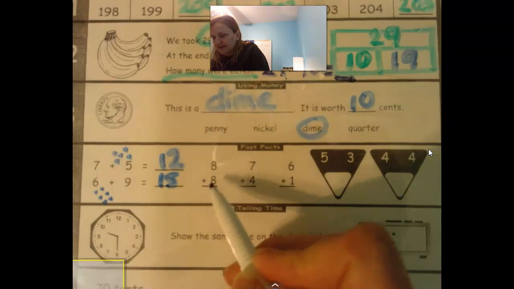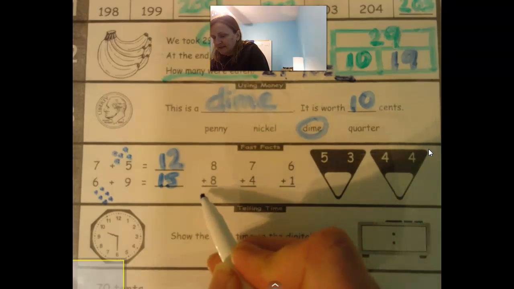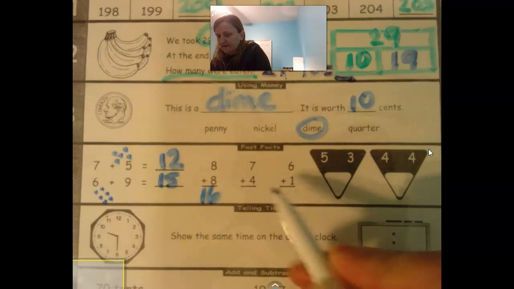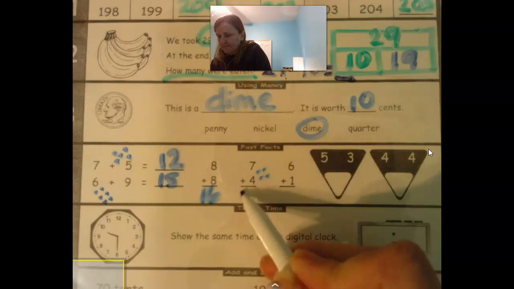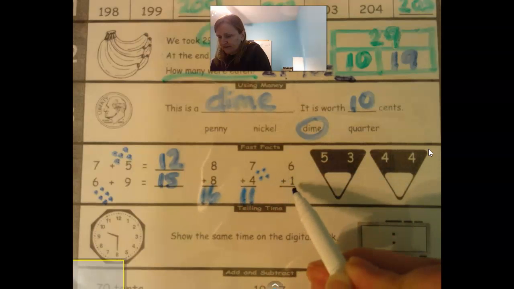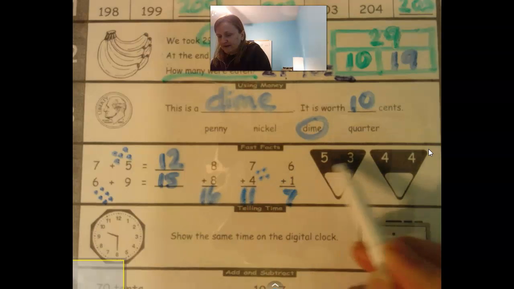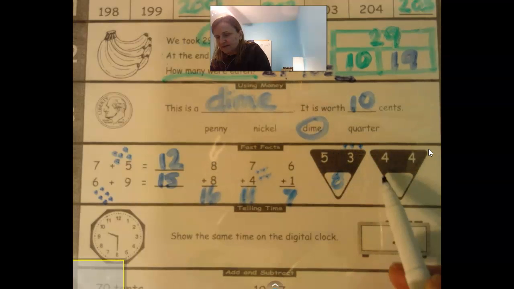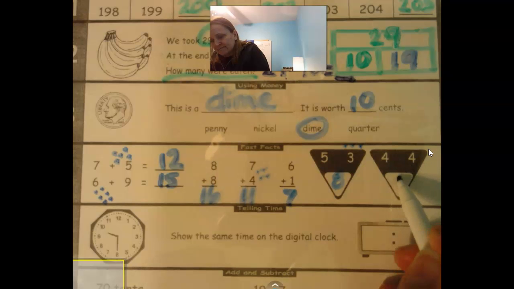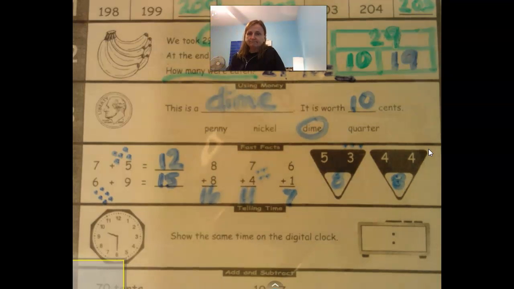8 plus 8 is a double. 8 plus 8 is 16. 7 plus 4, 7, 8, 9, 10, 11. 6 plus 1, 7. 5 plus 3, 5, 6, 7, 8. 4 plus 4 is a double. 4 plus 4 is 8. And that's how you do that one.